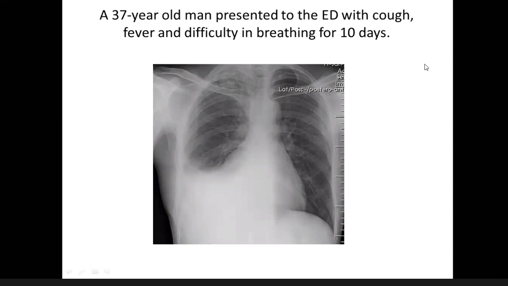The patient presented to the emergency department with cough, fever, and difficulty in breathing for 10 days duration. Right. So this is the chest X-ray taken in the emergency department. Now with the given history and all that, what is the radiological diagnosis?